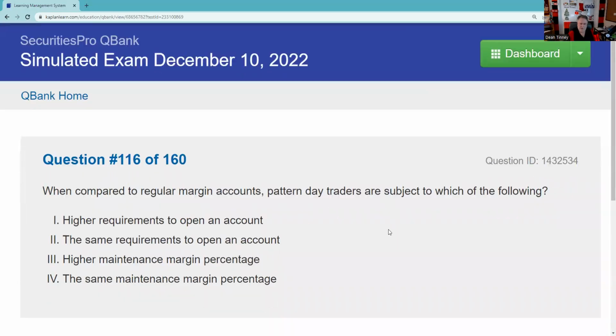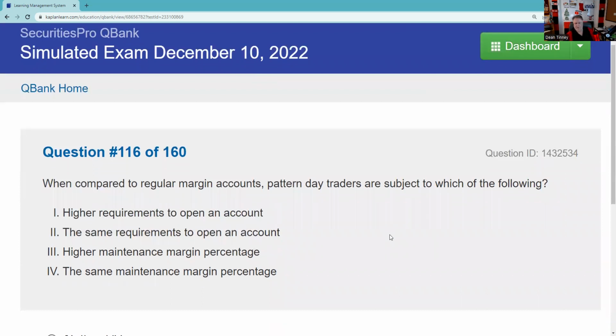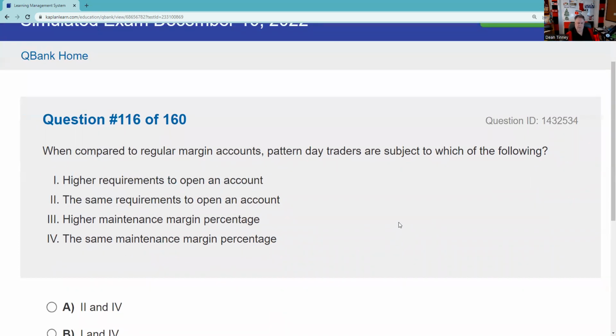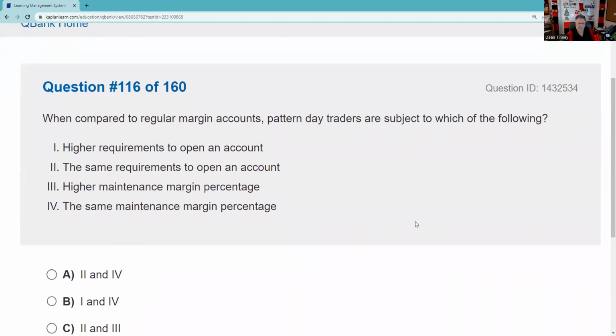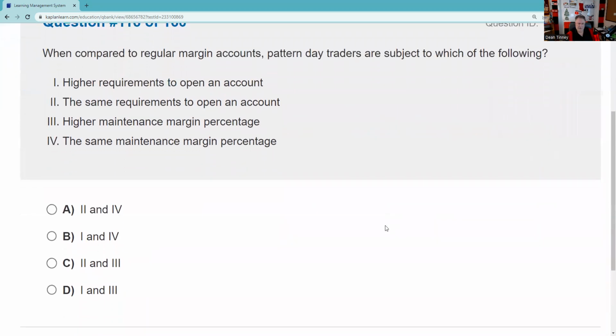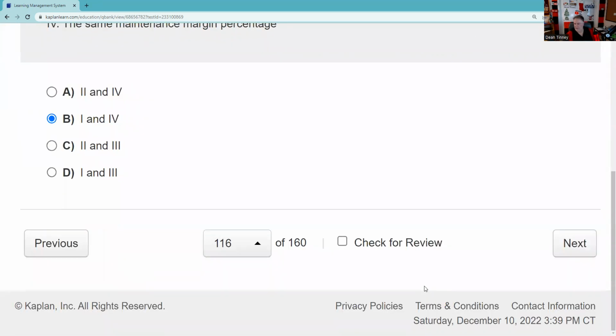When compared to regular margin accounts, pattern day traders are subject to which of the following? There are higher requirements to open an account. Yeah, it's 25 grand. So 1. Once we take 1, we're not taking 2. Higher maintenance margin? No, the same maintenance margin. They actually get a better deal on excess, but it's 1 and 4. And remember, we have to disclose to them that day trading is hazardous to their financial well-being.